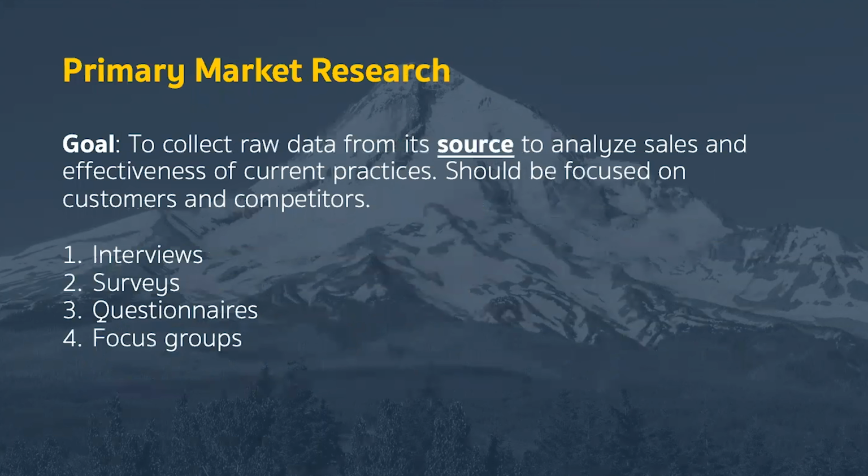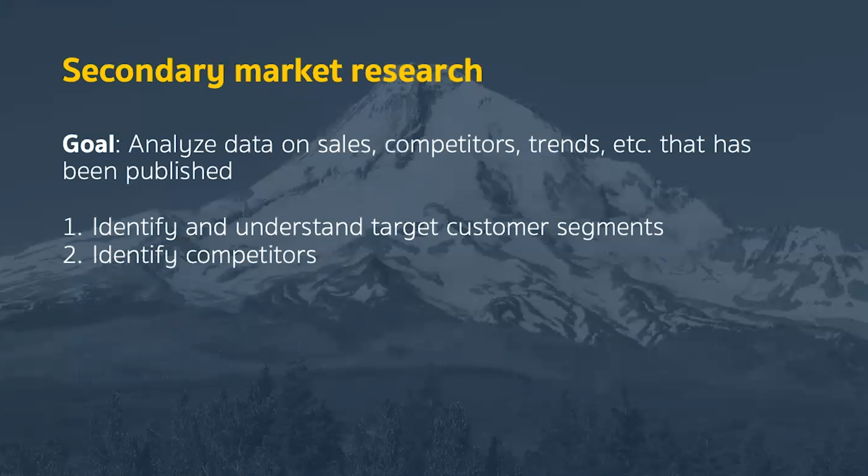There are 2 general types of market research. First, primary research. The goal of primary research is to collect raw data from its source in order to analyze sales and the effectiveness of current practices. In other words, it's asking what's going right and what's going wrong, and it should be focused on your customers and competitors. Generally, you want to do interviews, surveys, questionnaires, or focus groups to conduct primary market research. These are done asking direct questions of your customers and competitors, and then analyzing those interviews, surveys, questionnaires, or focus groups.